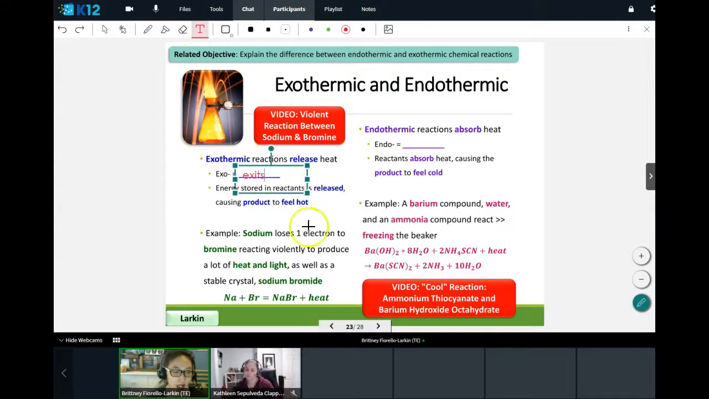So in this instance, energy that gets stored in reactants gets released, and so the result is the product feels very hot. It's releasing heat into the environment. It feels hot. So an example is sodium and bromine will react. They'll create a lot of heat and light, and again, they'll also create something that's more stable. That's the point of a reaction, is to create things that are more stable.